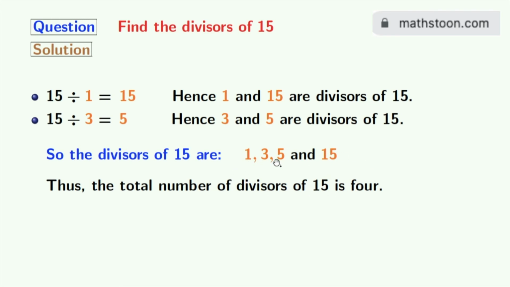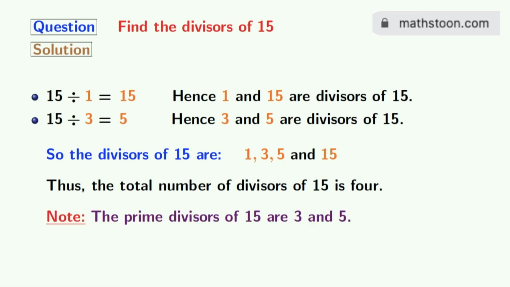Now if we look at these divisors, we can see that 3 and 5 among these numbers are prime numbers because these two numbers do not have any divisor other than 1 and that number itself. So we can say that the prime divisors of 15 are 3 and 5.